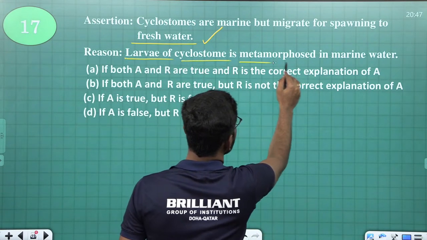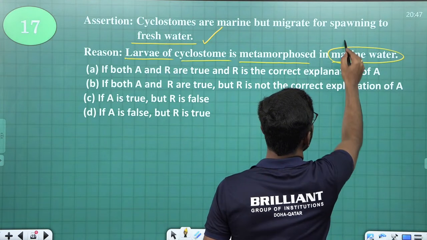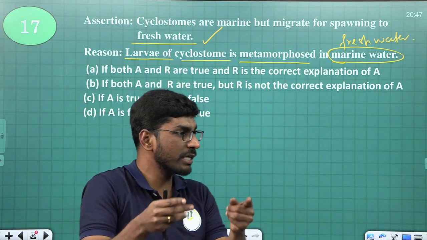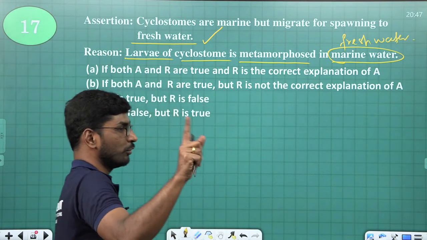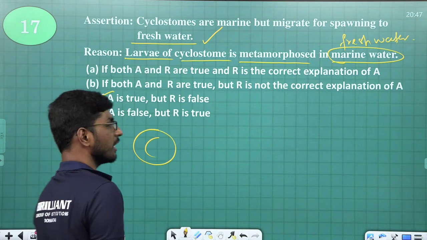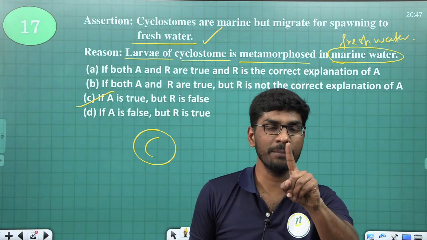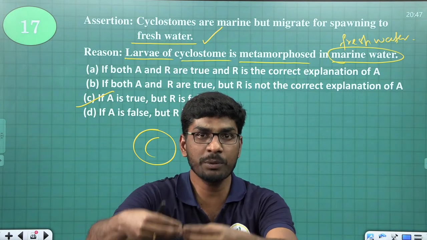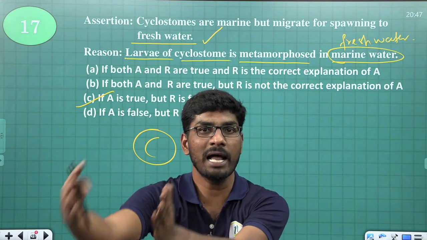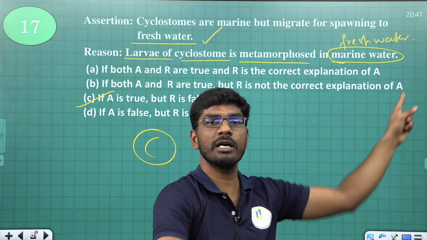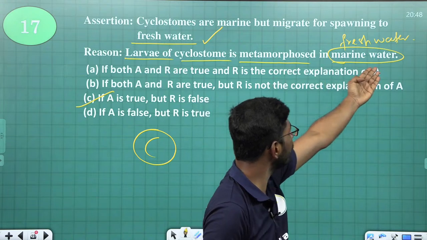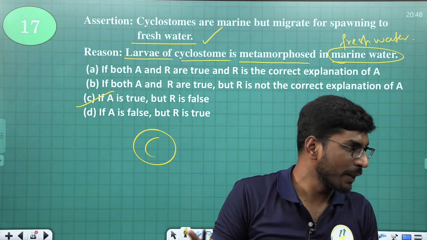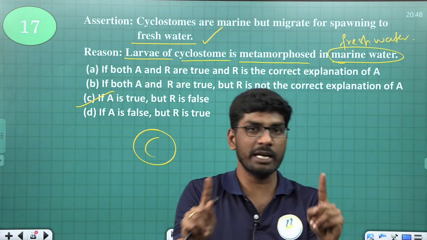Larva of cyclostomata is metamorphosed in the marine water. No, in fresh water, because where is the larva? The larva hatches in the fresh water. So the answer is option C. It is not B. The mother cyclostomata goes to fresh water and lays her eggs. The eggs hatch in fresh water. Larvae come and go from fresh water back to marine water. What do they mention? Metamorphose in the marine water. No, in fresh water. So it's a wrong statement. I hope all are giving the truth. Diya, mark, beta. Husna, it's not correct, my dear.